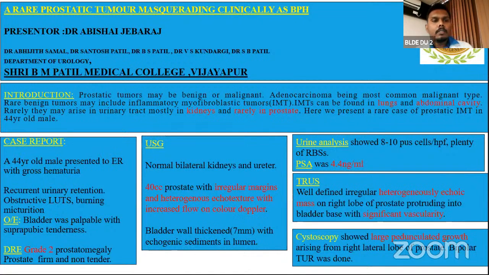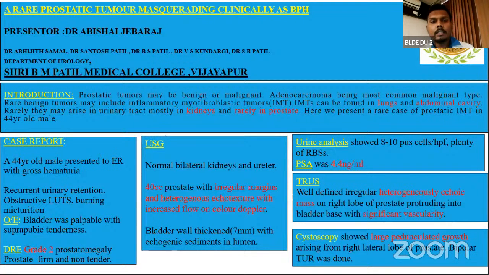So the patient is a 44-year-old gentleman who presented to ER with gross hematuria. Apart from that, he had history of obstructive LUTS, that is lower urinary tract symptoms, associated with burning micturition. He also had history of recurrent urinary retention. So when he presented, his bladder was palpable and he had a grade 2 prostate on digital rectal examination.